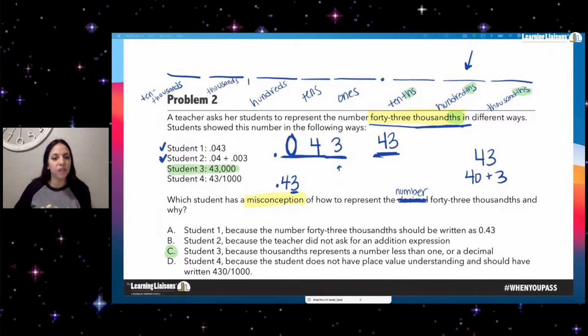That's called expanded form. And student 4 is correct because if we write a decimal as a fraction, we can take the decimal, put it on top, divided by whatever the furthest place my decimal takes up. So this would be 43, and then it takes up the thousandths spot. So that would literally be 43 thousandths. That's how you would read that fraction. So student 3 is the only one with a misconception.